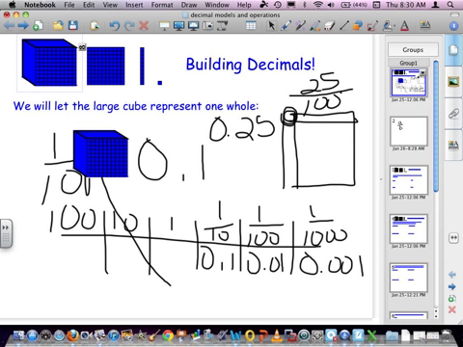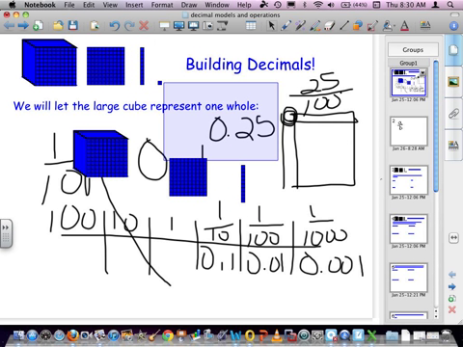So if that's 1 whole, because the flat is a 1/10 of that, or because I would need 10 flats to make 1, then this becomes 1/10, right? This becomes 1/100 because I would need 100 of them to make the whole, and the little cube will be 1/1000. Which I can not really grab. There we go. Okay, because I would need 1,000 of them to make this big cube, right?